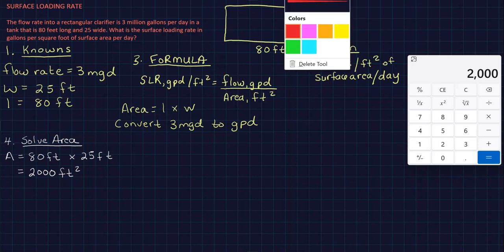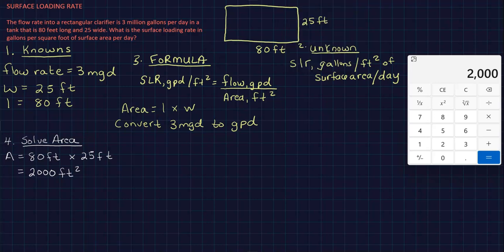Now, many people will just do this off the top of their head, but I'm going to do it out. You could skip this if you'd like. Step 5, convert flow. Okay, so we have 3 million gallons per day. We're going to use the typical train track method that many of us are accustomed to.